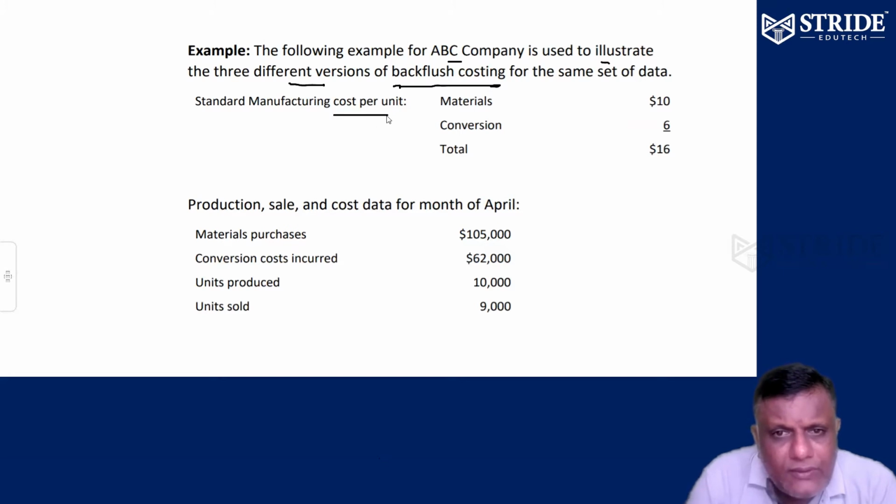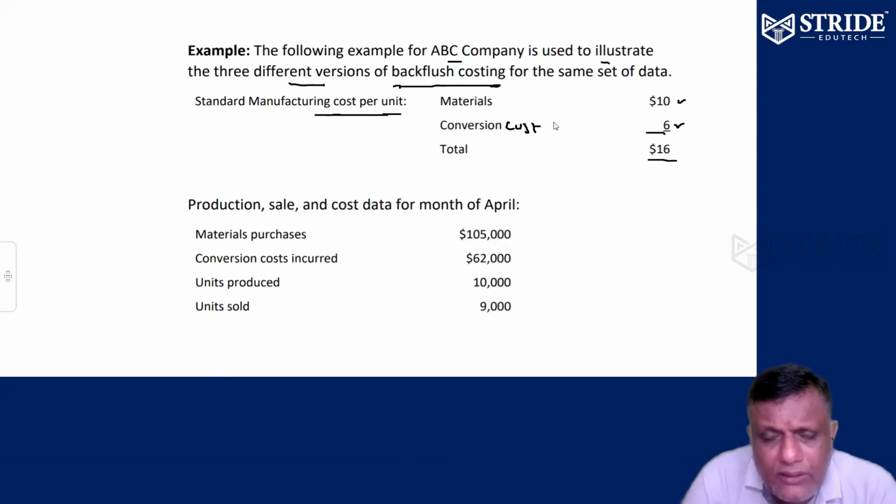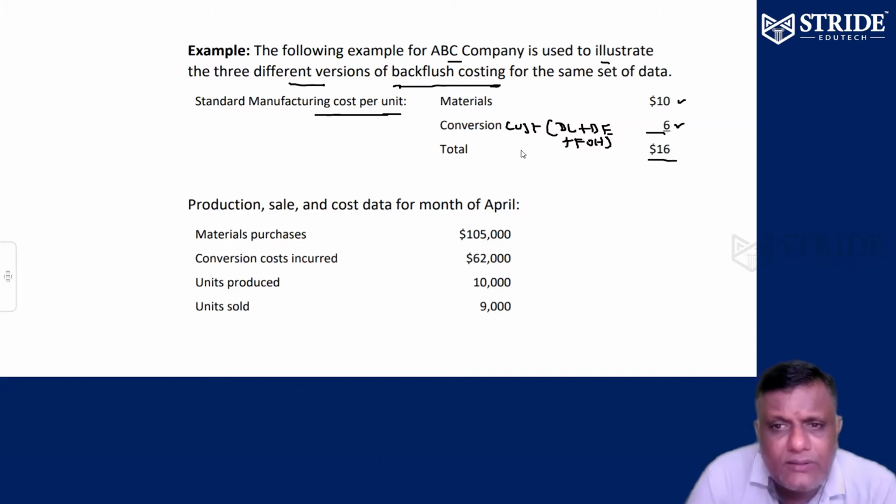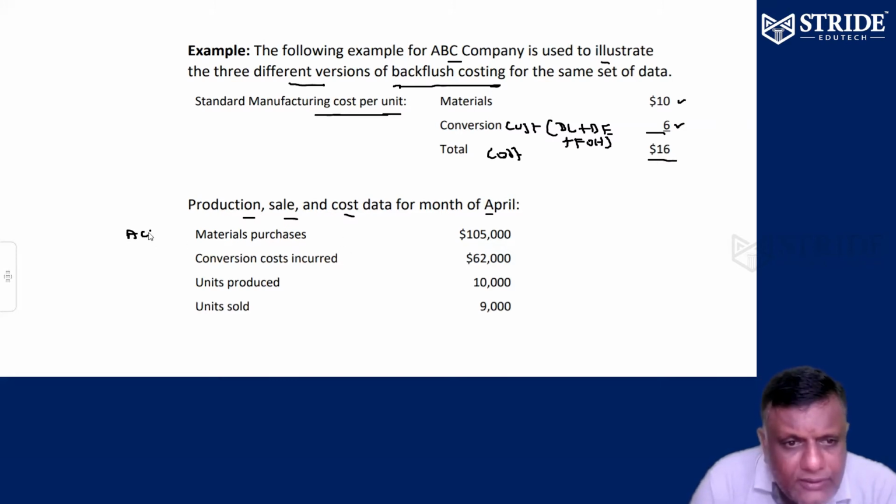Standard cost: the standard cost department fixes the standard cost for material at $10 and conversion cost at $6, so total cost is $16. Conversion cost is nothing but direct labor plus direct expenses plus factory overheads. All factory overheads are called conversion cost. That's $6. What is the total cost of the product? It's going to be $16. Production, sales and cost data for the month of April are given. What are the actual material purchases?